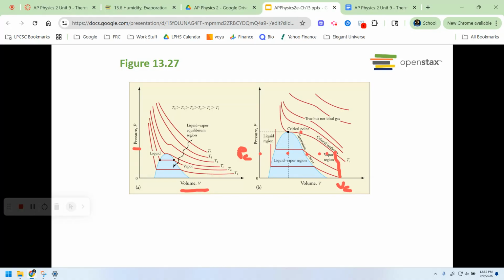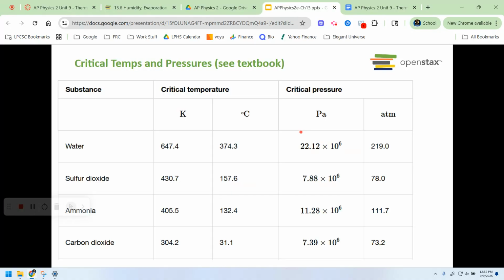All right. And so here are some critical temps and pressures. This is just a short list. So the critical temperature for water is, well, it's just a little bit over boiling, right? Well, actually, it's way over boiling. It's 374 degrees Celsius. And then that pressure is 219 atmospheres. And then this would be the conversion in pascals.